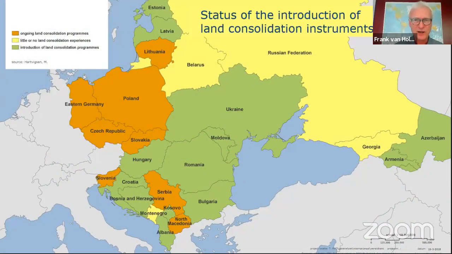Land consolidation now, if you look at Central and Eastern Europe, is getting a lot of attention. The brown areas are areas where land consolidation is already in operation, based on programs and financing. The green areas are countries where activities are going on to introduce land consolidation, so making the legislative frameworks, doing pilots, doing experiments.